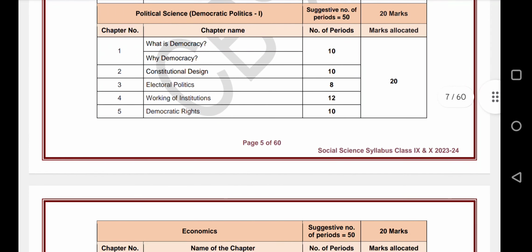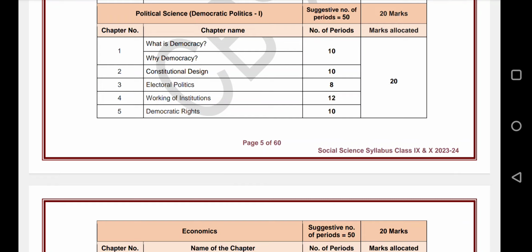Now next we have political science. So political science book name is Democratic Politics number 1. The second part will be in 10th class. So here 5 chapters are there, and there's no such confusion. 5 chapters simply given. First chapter name is what is democracy, why democracy. Second chapter is constitutional design. Constitutional design, if you remember 8th class first chapter of your political science, you will be able to do it very easily.